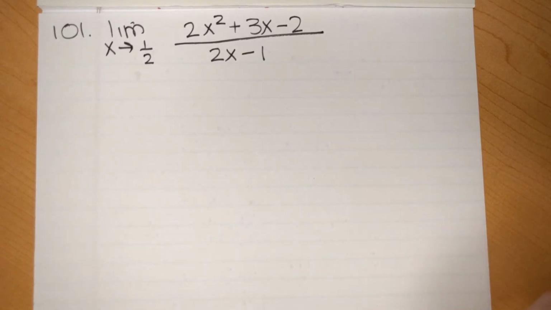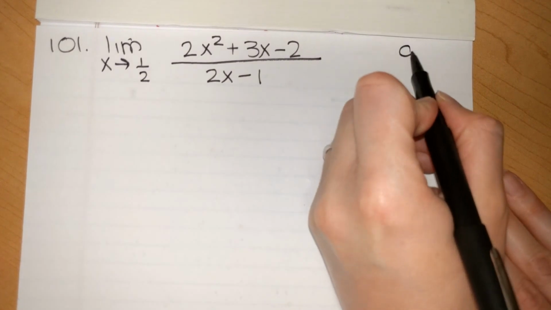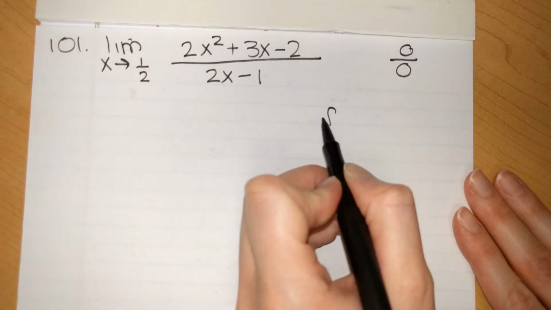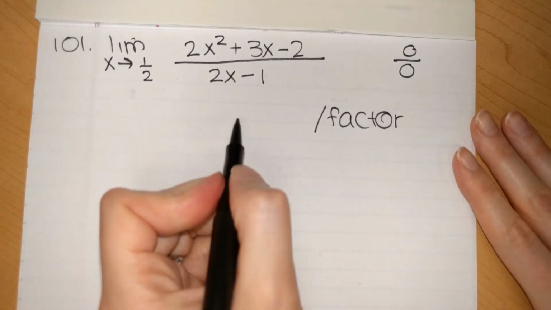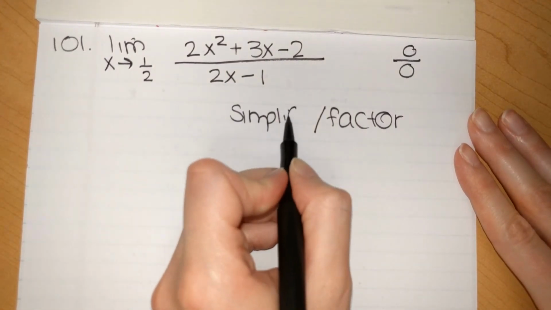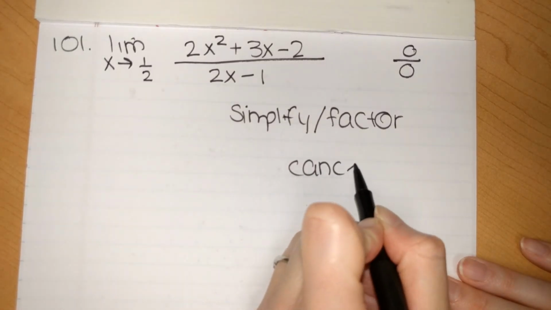Alrighty, so we're looking at a fraction here that we're approaching 1/2, and when you plug in, you will get 0 over 0, so that tells us that we need to factor somehow. And remember, the factor step, sometimes that really is a simplify step, so it all kind of depends on the problem there. But we've got to factor or simplify somehow so that we can cancel out the problem.